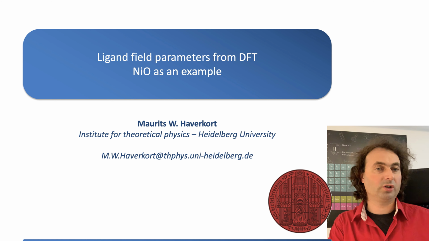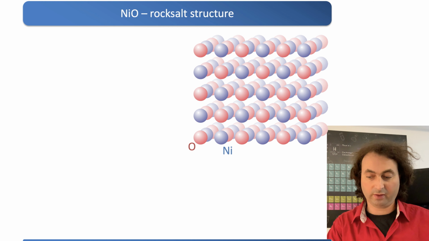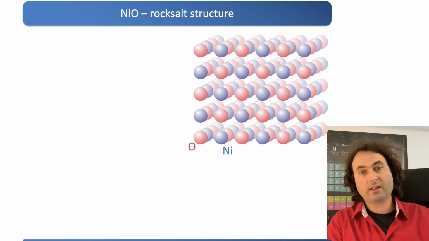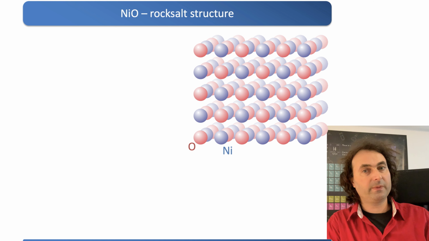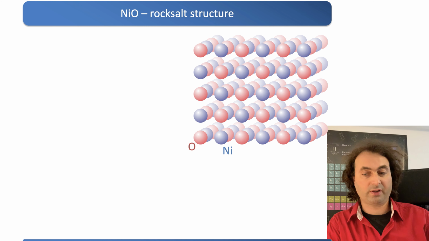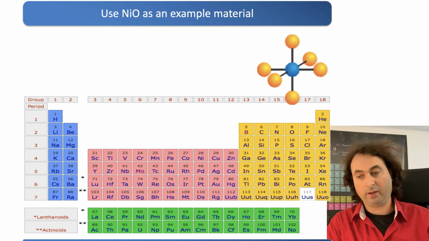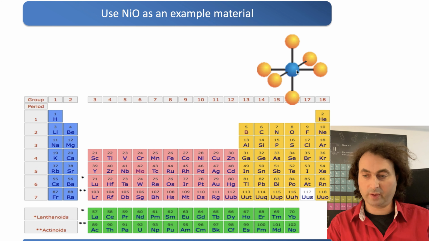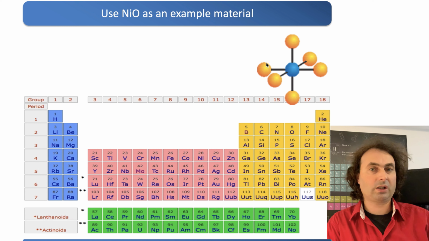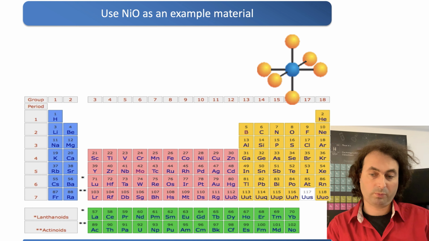So the idea is to start with a mean field calculation and then derive from that the Ligand Field Theory parameters. And as an example material we will use nickel oxide. Nickel oxide has a rock salt crystal structure where you find a checkerboard order of alternating nickel and oxygen atoms in 3 dimensions. If we look locally, then you will find that you have here in blue your nickel atom, and your nearest neighbor atoms are 6 oxygen atoms, giving you a 6-fold coordination and a local Oh point group.